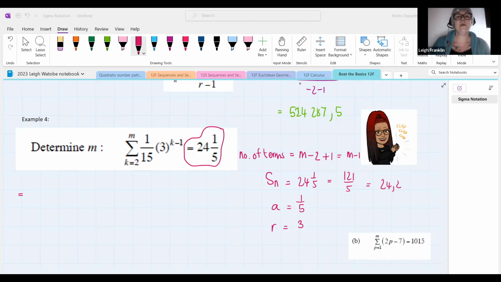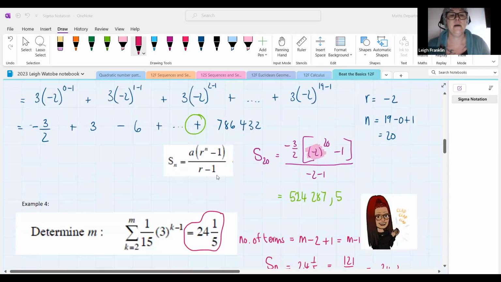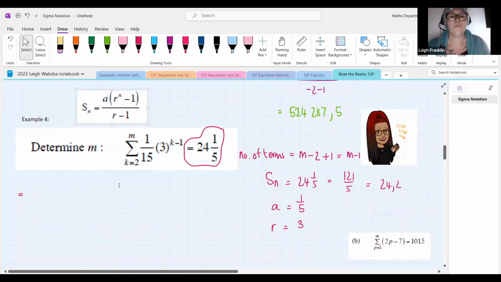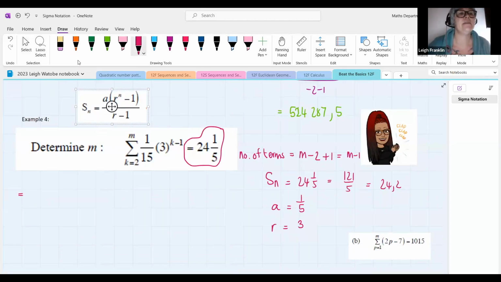So now we can sub into our SN formula. Remember, here it is up here. Let's just drag it down so we can all see that on the screen as we sub it. So SN represents, or is, I'm just going to write it as 24,2. That's SN equals A. A is 1/5. R in this case is 3.